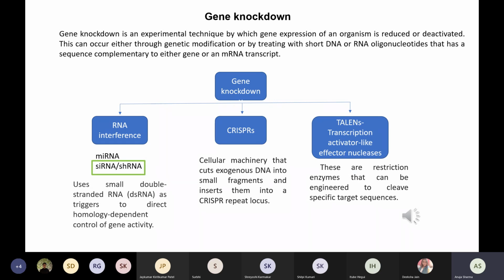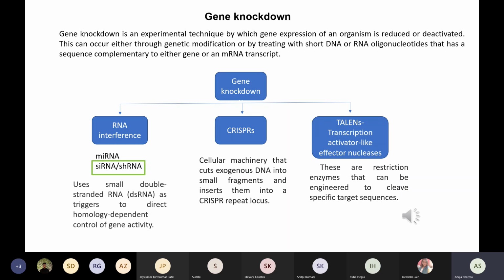Now, there are many techniques that are used for gene knockdown. Among them, RNA interference, CRISPR, and TALENs are the most frequently used. RNA interference is basically a post-transcriptional mechanism which is triggered by providing a double-stranded RNA. Two types of small RNAs are used, microRNA and siRNA, and they play a central role in RNAi-based gene silencing.